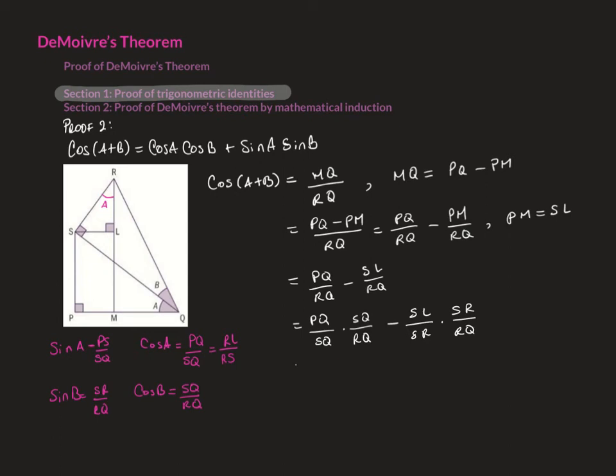Now PQ over SQ is equal to cosine of A, SQ over RQ is cosine of B, minus SL over SR is going to be sine of A, and SR over RQ is sine of B. So with this, we have proved the two trigonometric identities for the sum of two angles. Now we can move on to stating DeMoivre's theorem and proving it by mathematical induction.